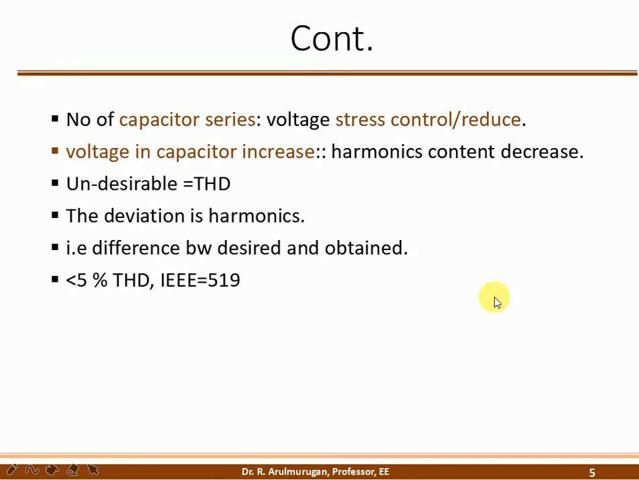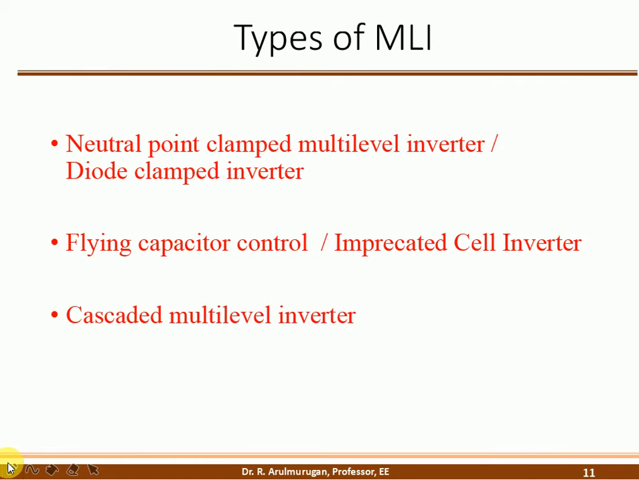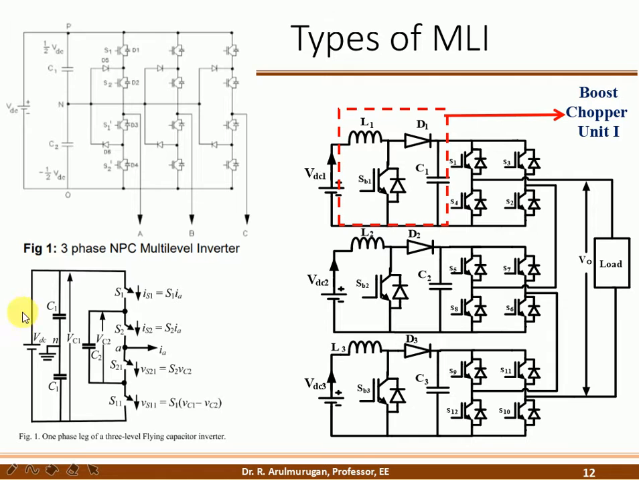For example, across the DC source VDC, two capacitors are connected, which means the total VDC is divided into two. Suppose, see here, this is a DC source and a DC to AC converter. Here capacitors are used. How many capacitors are used? Either two capacitors or four capacitors.